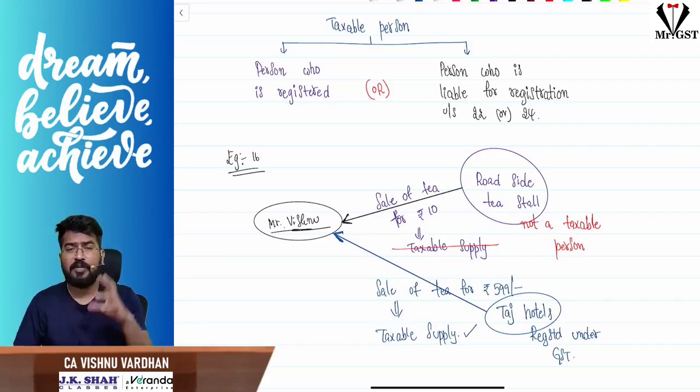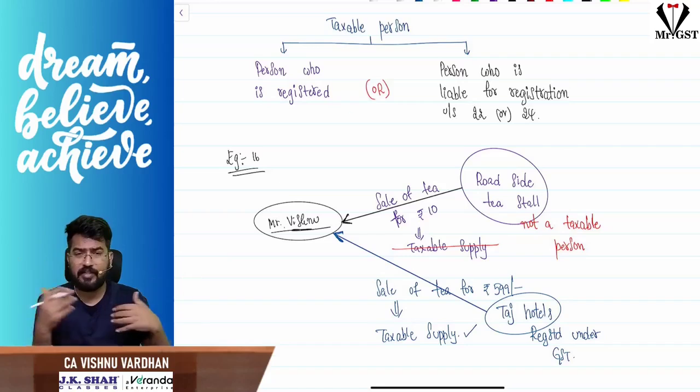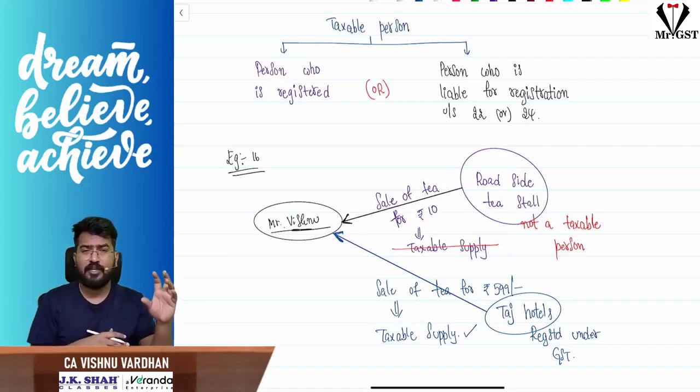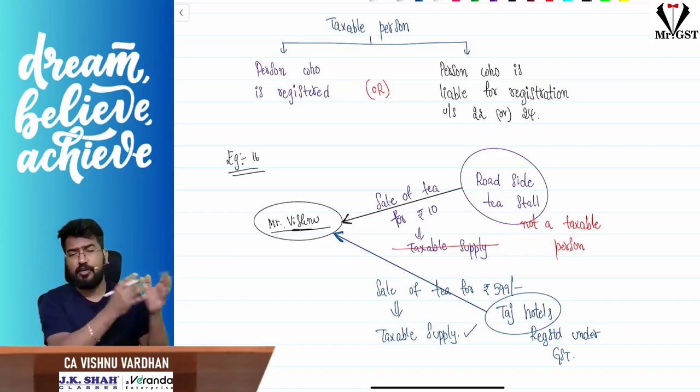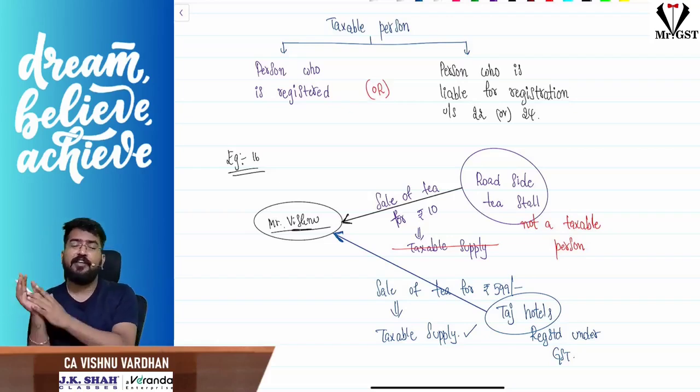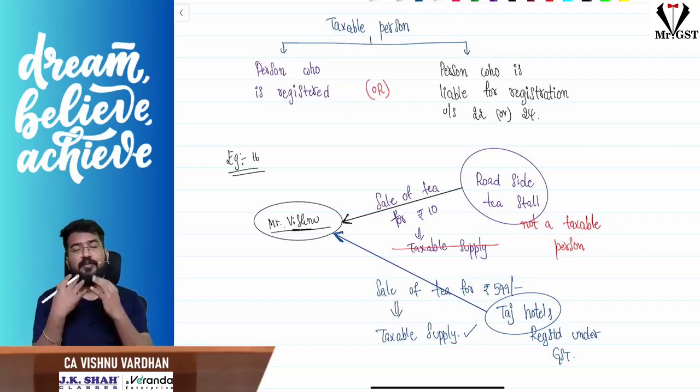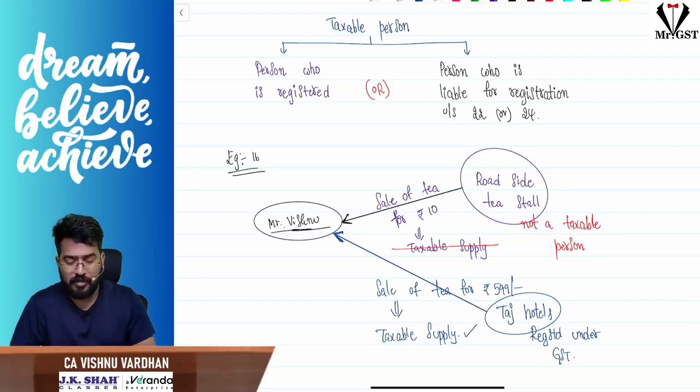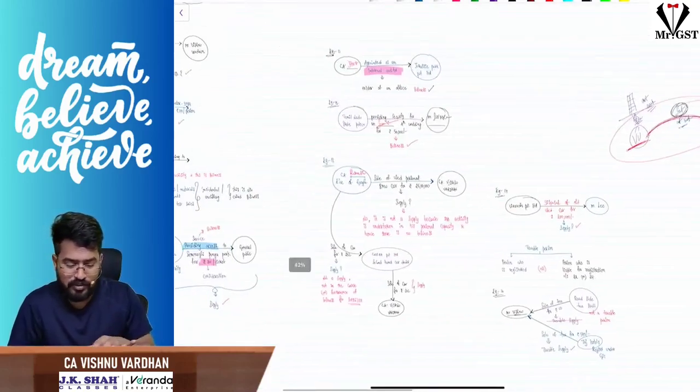Okay, from now remember, it is roadside tea stall and Taj Hotel. Whenever in further references I use roadside tea stall, you are drinking tea, it means you are taking the supply from a non-taxable person. You are drinking tea in a Taj Hotel, it means you are taking the supply from a taxable person. Okay, so remember that in our further discussions also. So that is what supply is all about.